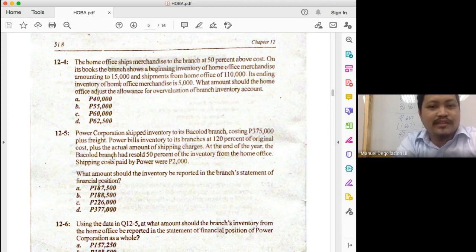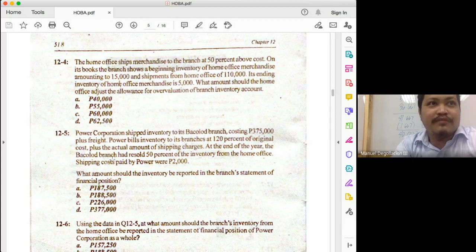But again, very important takeaway for problem 12-4. Kasi if you are asked, how much is the balance after the adjustment? How much is the adjustment? That is the same as being asked for the markup on your cost of goods sold. Plus, your allowance account is an unearned income account. Okay, and it is only earned once the goods shipped by the home office to the branch are sold to outside parties.